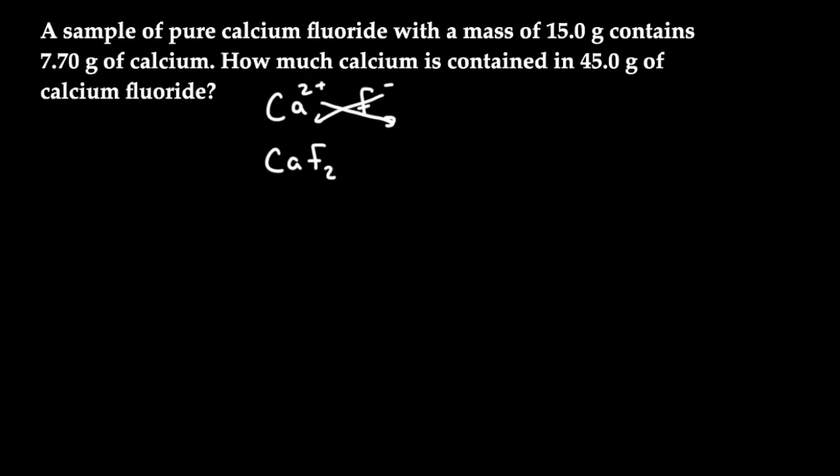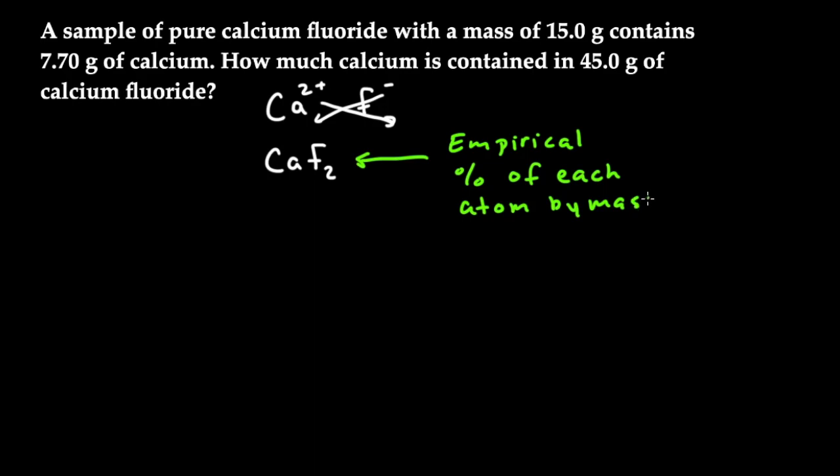And so what you need to know about this is going to be the empirical formula. An empirical formula is going to be the smallest reduced version. And so you can never have calcium fluoride in any other ratio other than 1 to 2. And so what you need to know about this is that the percent of each type of atom by mass will be constant.